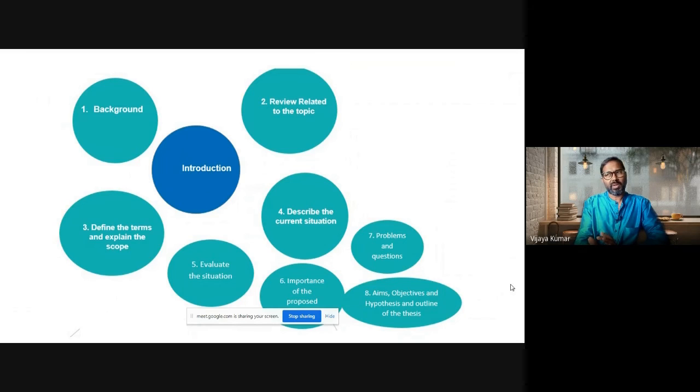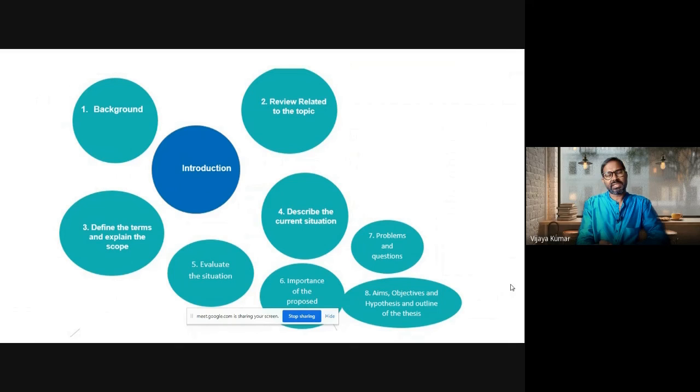What's the problem? And then you will formulate the research questions. After formulating the research questions, you will talk about the aims and objectives and the hypothesis. And ultimately, you will present an outline of what is to follow in the remaining part of the thesis. So, this is a broad framework. In almost all parts of the thesis, depending upon the design, these are the segments.